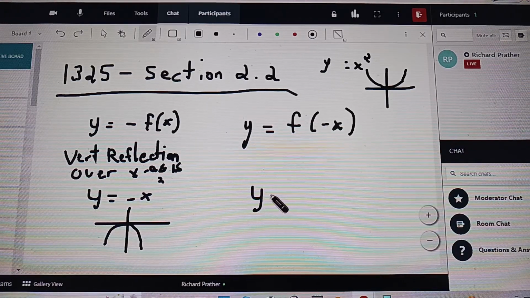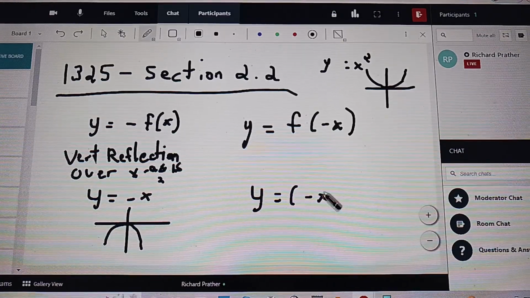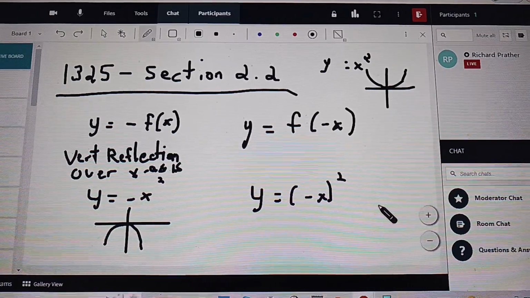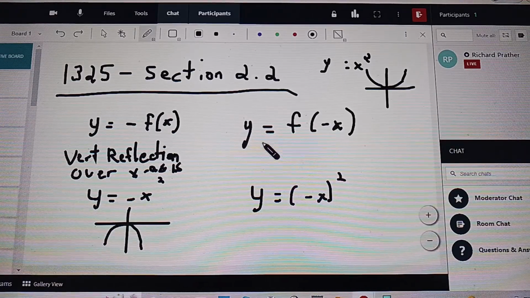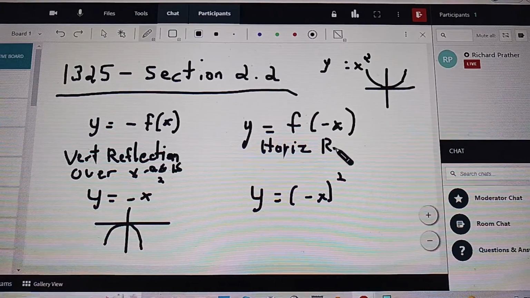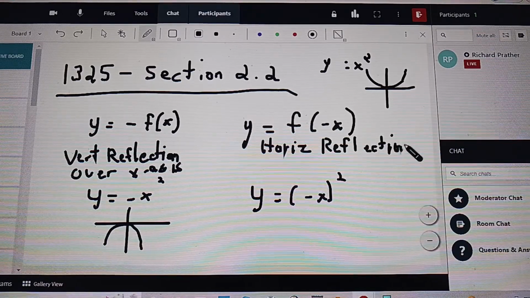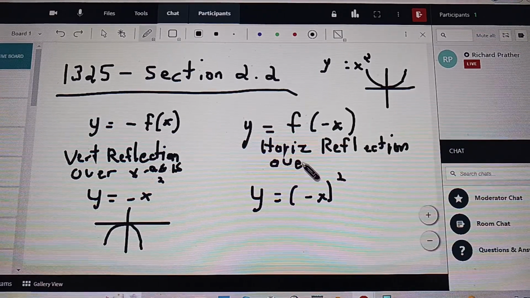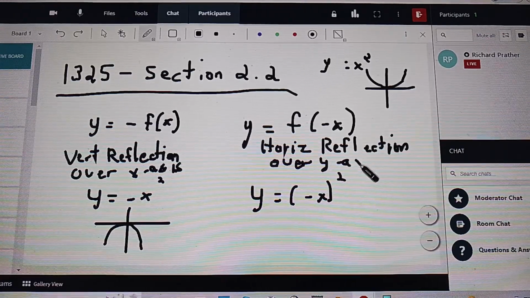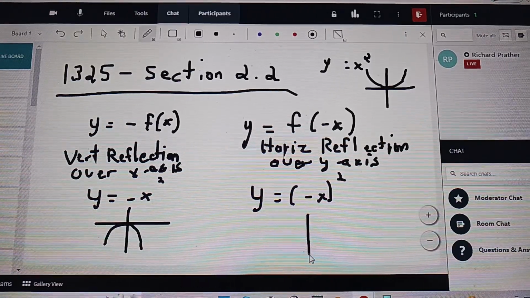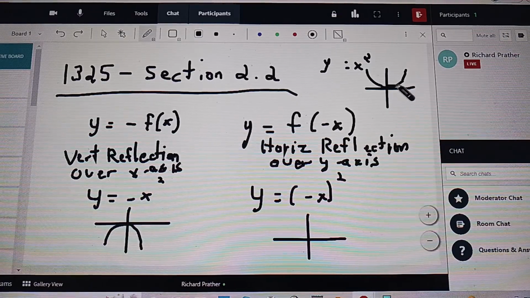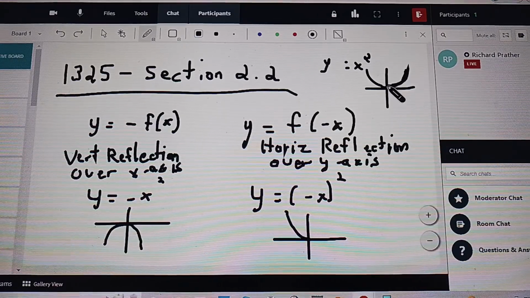As opposed to having a negative inside of a parenthesis with x and then having it squared. That makes it a horizontal reflection. And you would flip it over the y-axis. And in this case, it wouldn't make a difference in the way the graph looks, but technically this right side up here, that would flip and go this way instead. And then the left side would flip over the y-axis and go to the right side.